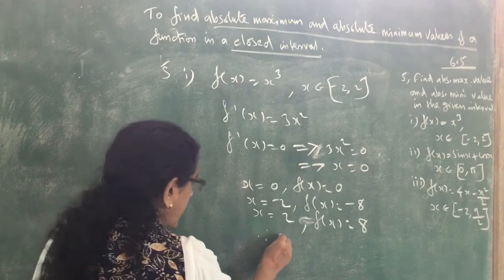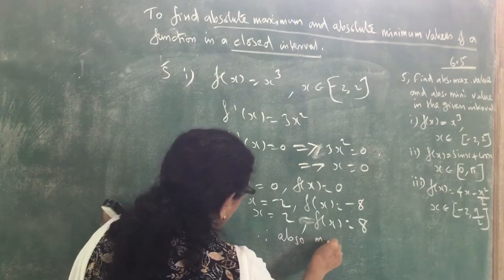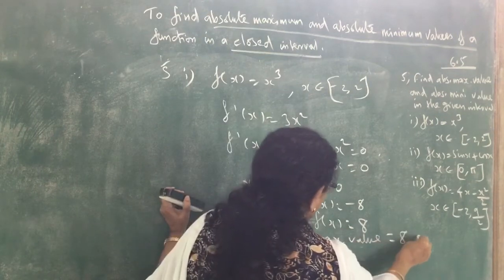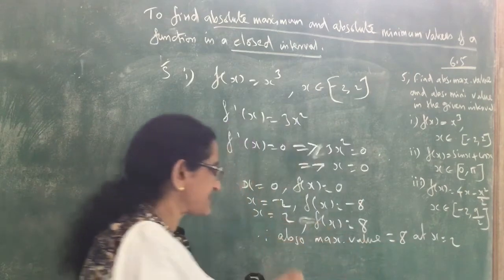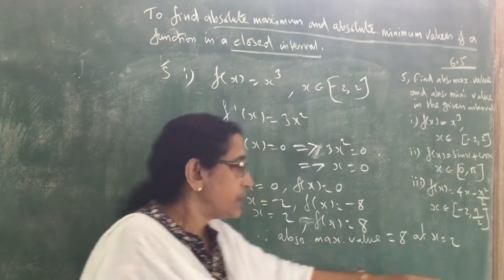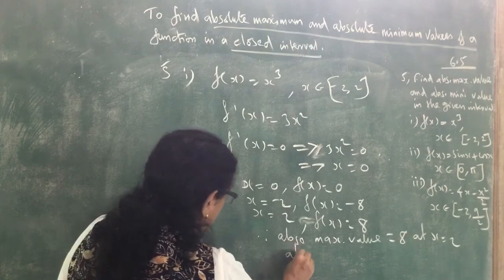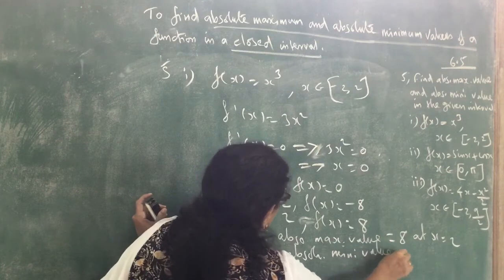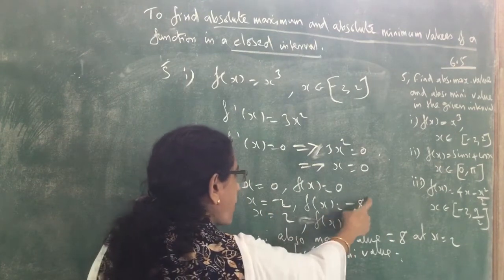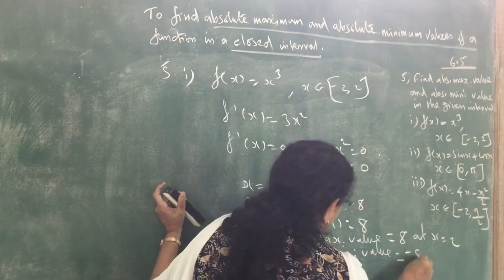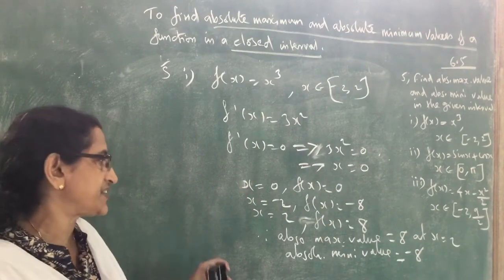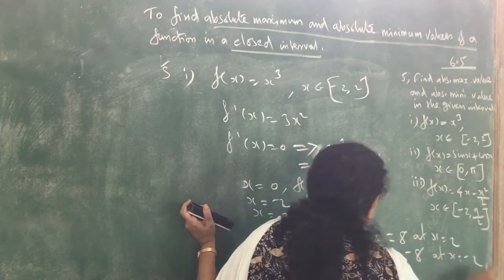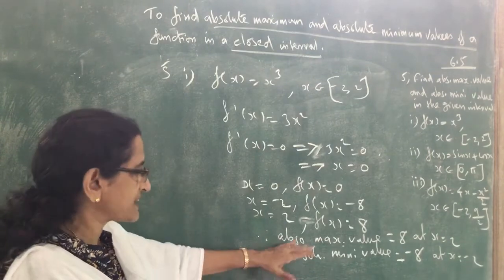Therefore the absolute maximum value is 8 at x equal to 2. So that maximum value occurs when x equal to 2. Then the absolute minimum value is minus 8, the smallest number, and it occurs at x equal to negative 2. So that is the answer: absolute maximum value and absolute minimum value.